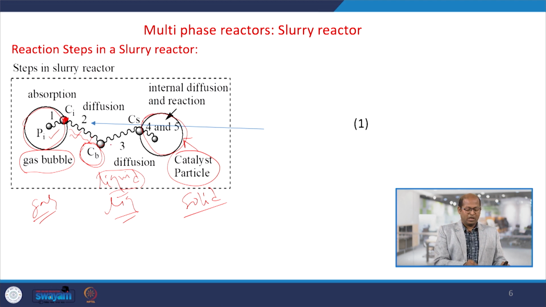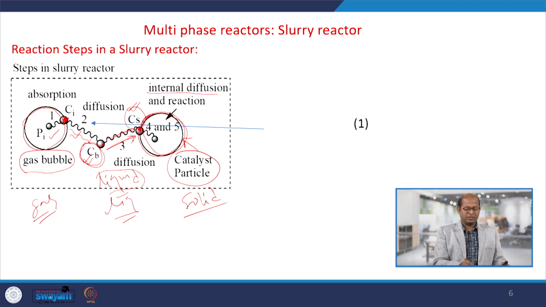So from the bulk of the liquid to the surface of the catalyst, the external surface, the gas molecules from the bulk liquid would come. Initially the bulk concentration was C_b and the surface concentration was C_s, let us say. This is the driving force for the mass transfer. So component A diffuses or travels through this resistance and reaches the surface of the catalyst. Once the reactant molecules A reach the external surface of the catalyst, they then diffuse inside, which is internal diffusion.